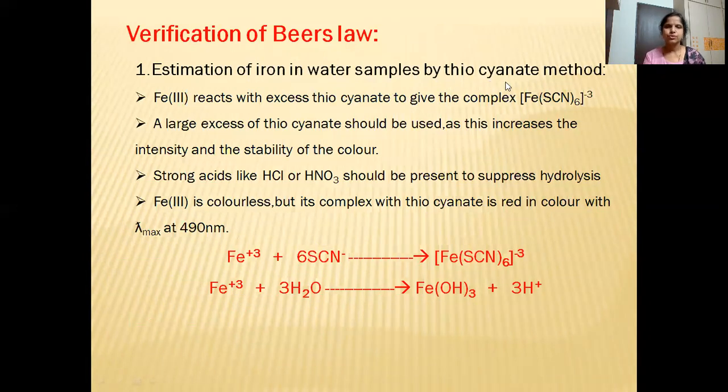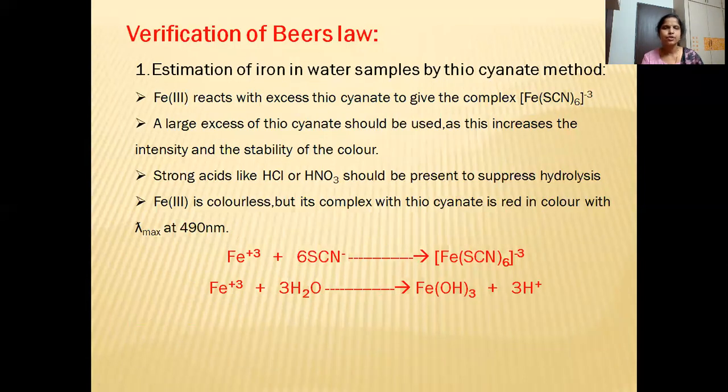So what we have to do is, even here we have to prepare the standard solution. First thing is, the iron which is present here, we are taking as ferric, Fe+3. So Fe+3 iron will react with excess of thiocyanate to give the complex, that is hexathiocyanate iron 3 complex. Now this complex is red in color.